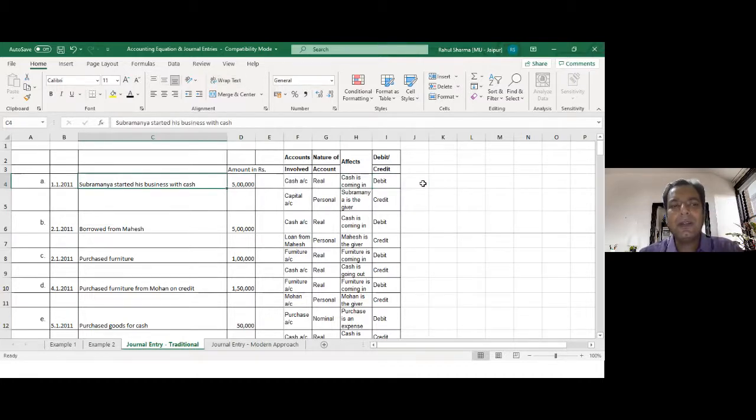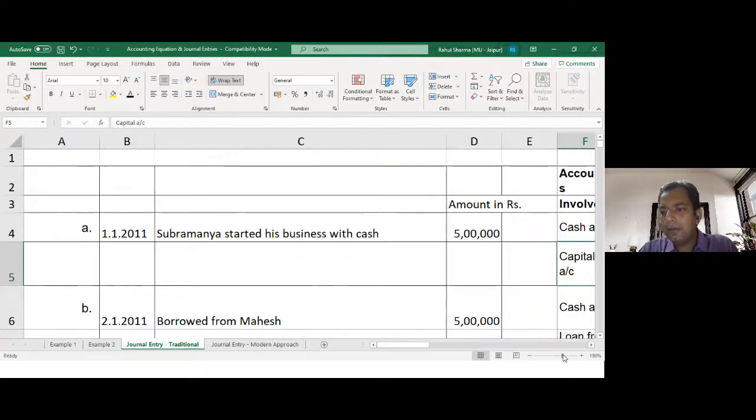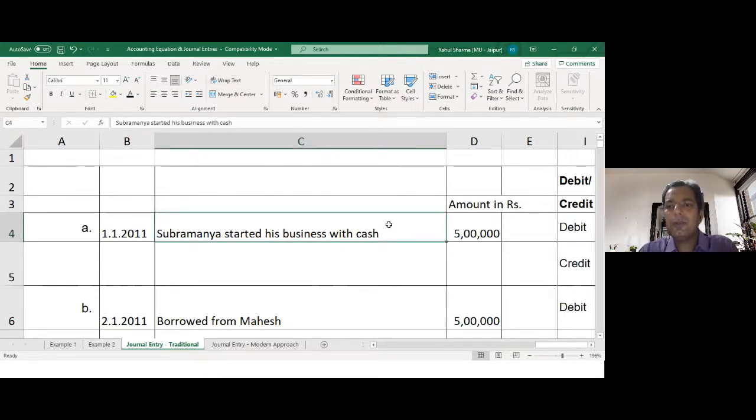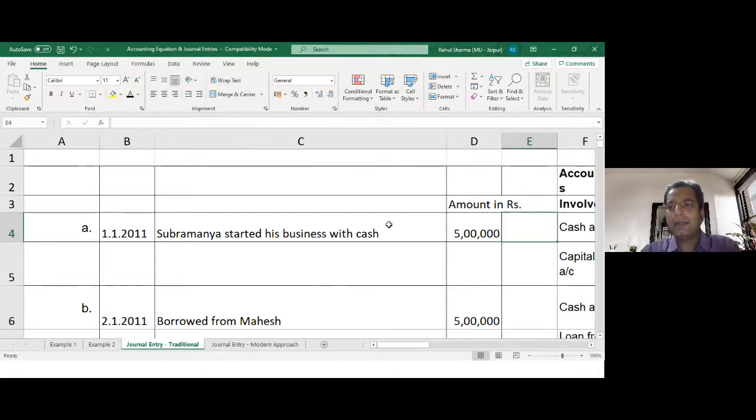The first transaction says that Subramanya started his business with cash of 5 lakh. I hope you can recall that when a business starts with cash, two things increase: the cash increases and the capital increases. So two accounts are involved. I should be very clear on this: one is the cash account and the other is the capital account. So I have two types of accounts involved in this, the cash account and the capital account.